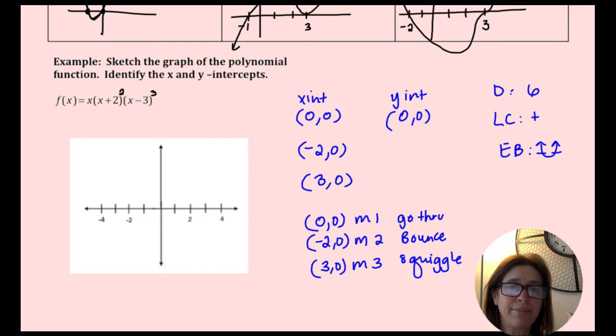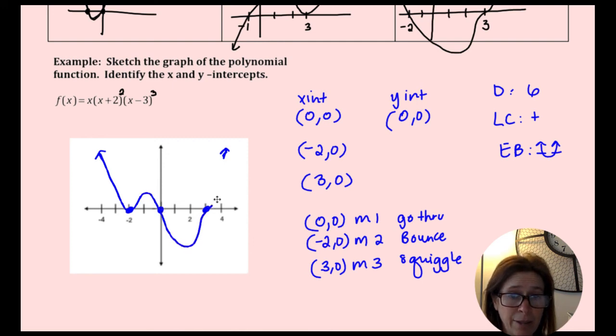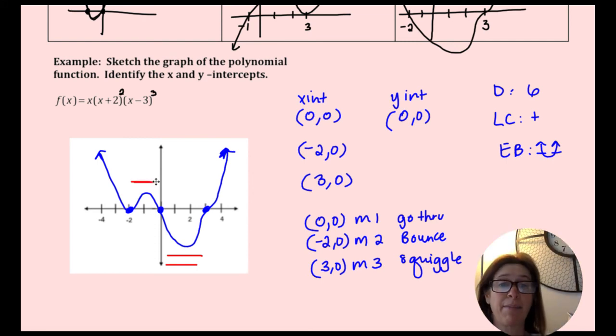So let's try it. We know we're going to have up, up. I'm going to plot my (0, 0), (-2, 0), and (3, 0). I know I'm going up, up. At -2, I'm going to bounce. At (0, 0), I'm going to turn around somewhere and go through. And then at 3, I'm going to squiggle through. And there's my graph. I certainly could then find what's happening in between by plotting some extra points.